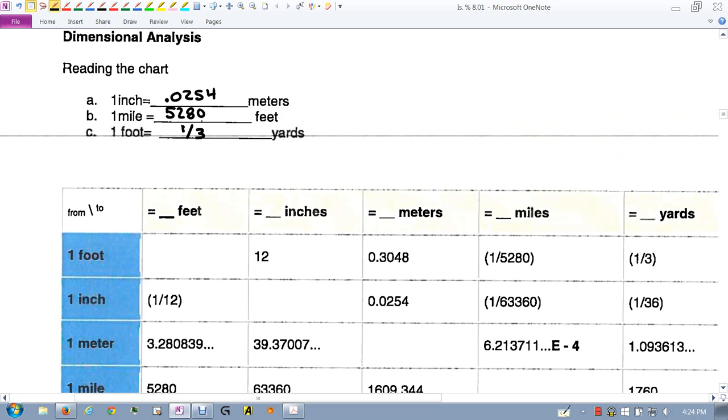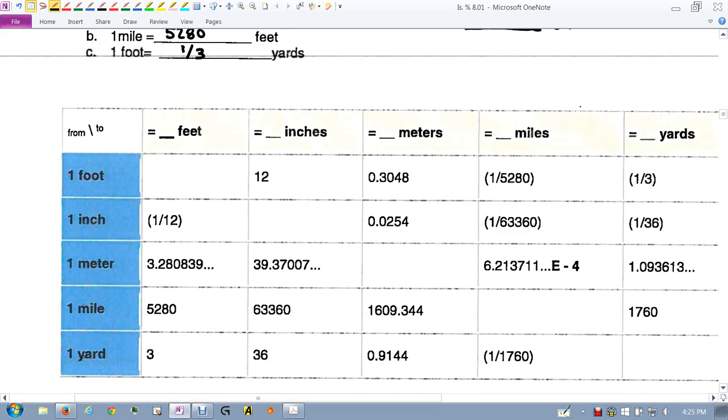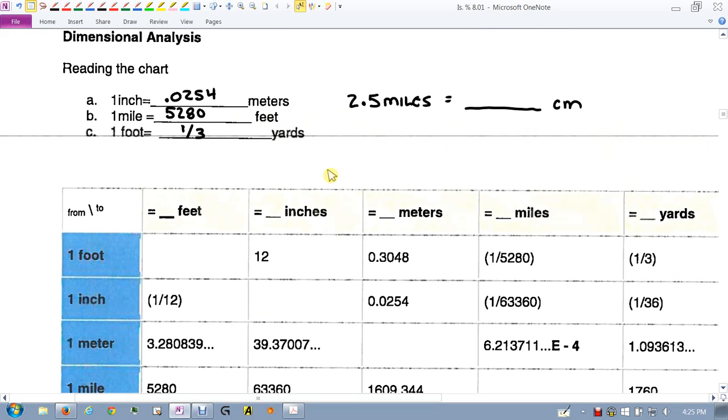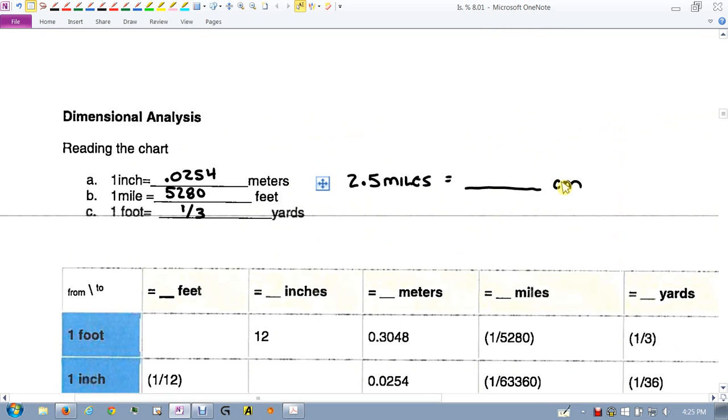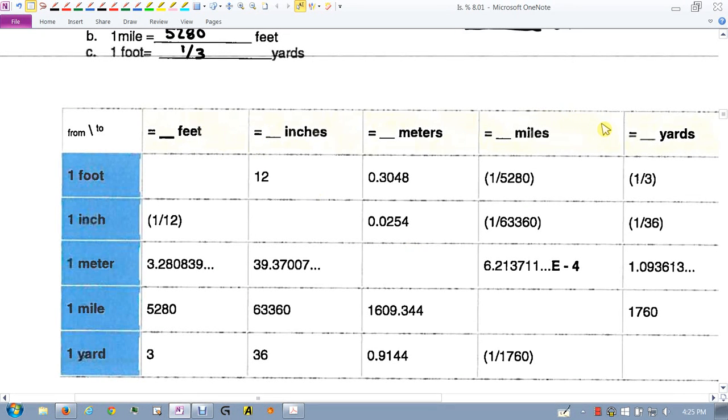Okay, so let me ask you this. 2.5 miles is equal to how many centimeters? Okay, so you look at this chart, you're looking at miles, right? 1 mile is how many centimeters? Well, we don't have centimeters here, right? So we first have to convert miles to what? Meters. And then once we get it to meters, we convert meters to centimeters off of our little step.